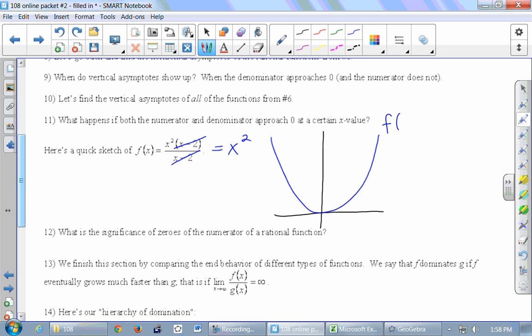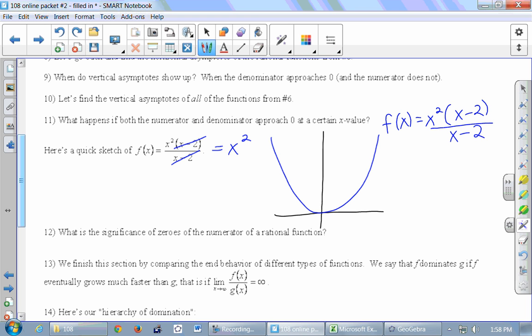So here's the graph of f of x equals x squared. But if I want to graph the function that's there, which includes those x minus 2's which just vanished, well, it's the same graph. It just looks like x squared, except one little thing goes wrong. What happens if you try plugging in x equals 2? Well, then you have a 0 in the bottom, and we're not allowed to divide by 0.